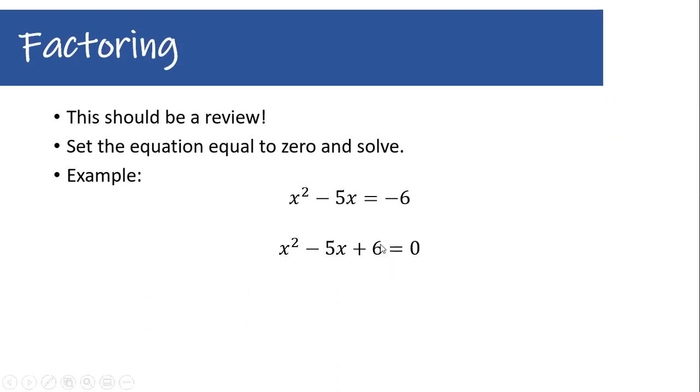Then we can notice that 6 has factors of 2 and 3, which if we made it -2 and -3, they would add up to be -5. So we have x minus 3 times x minus 2 equals 0, and these are our factors. And setting each individual one equal to 0, we would have x equals 3 and x equals 2. Those are our solutions for this quadratic.